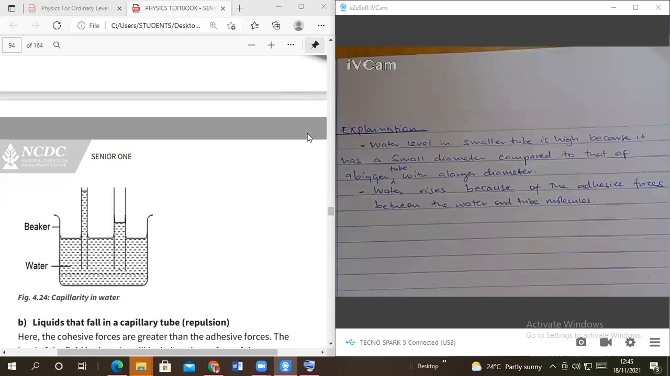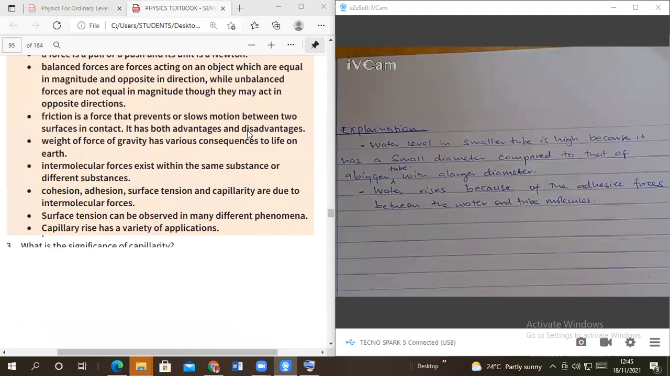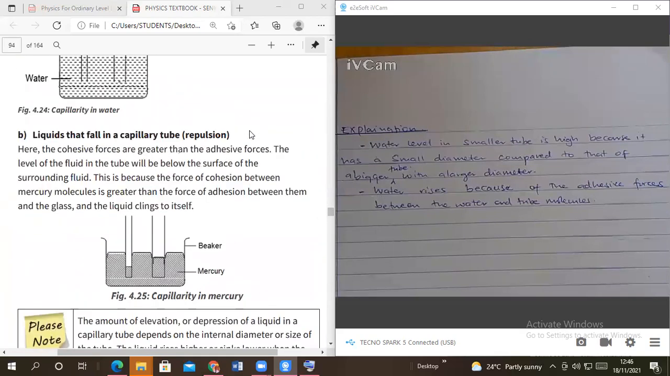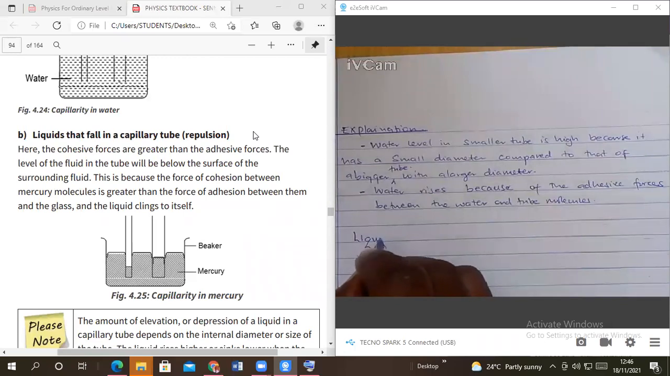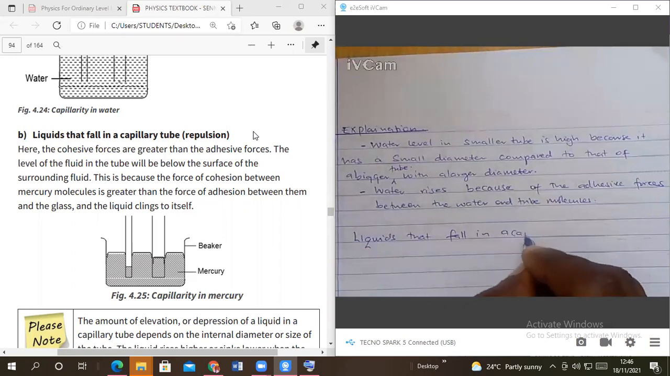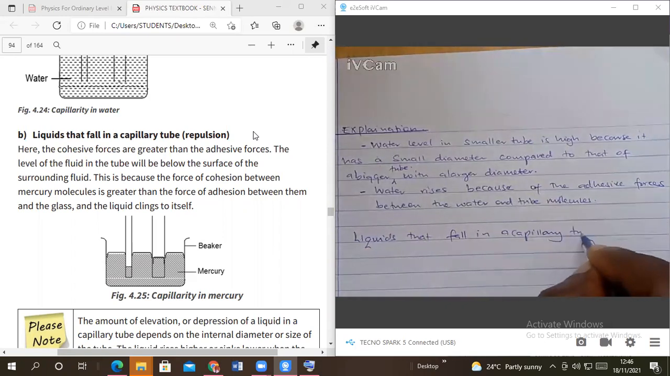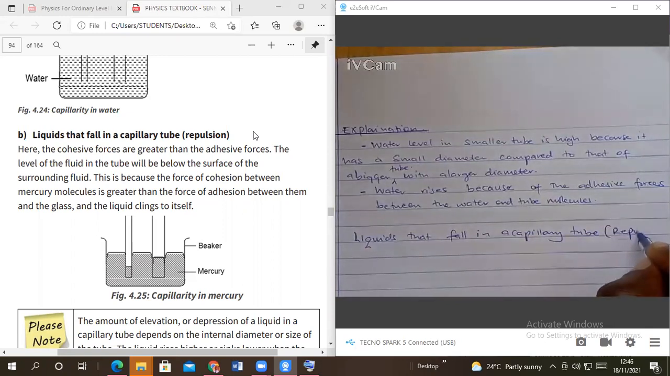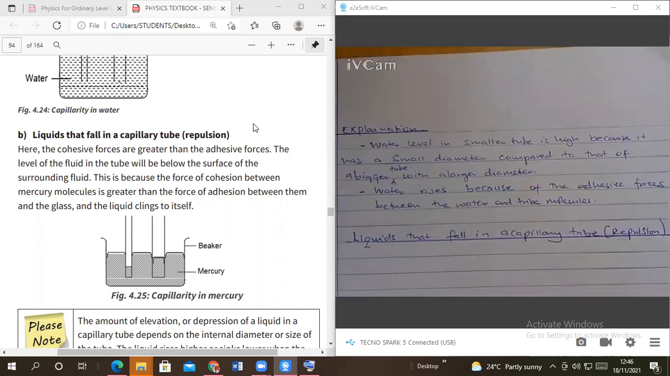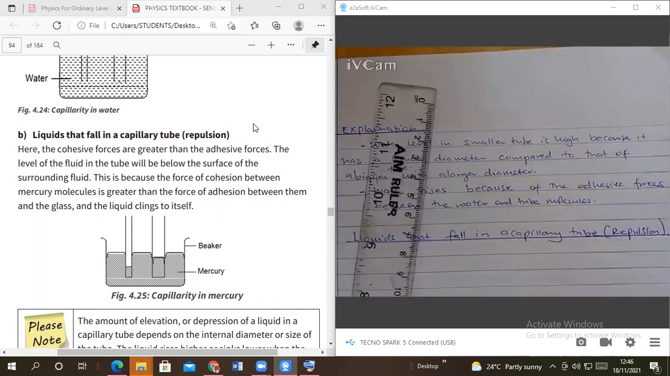Now we look at the one of repulsion, and we shall call it a weak term. Part B, liquids that fall in a capillary tube, in brackets, repulsion. You can zoom in, just pinch. So we draw the diagram first.